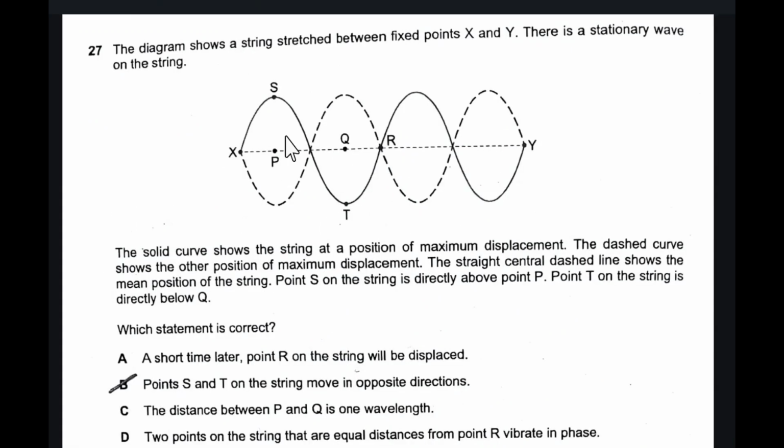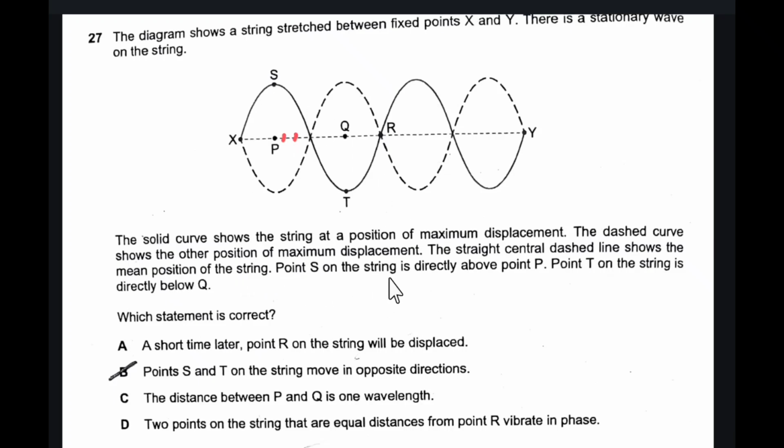27. The diagram shows a string stretched between fixed points x and y, there is a stationary wave on the string. The solid curve shows that the string is at a position of maximum displacement. The dashed line shows the other position of maximum displacement, and the straight central dashed line shows the mean position of the string, that is the mean position is 0. Point S is on the string directly above point P. So this is point S and this is point P. Point T on the string is directly below Q. Which statement is correct? A short time later, point R on the string will be displaced.